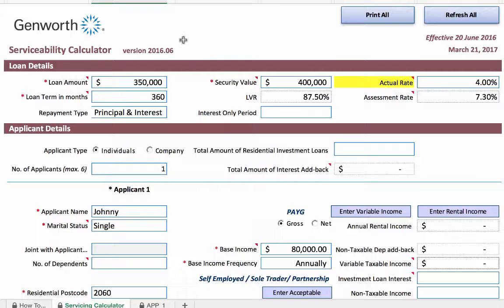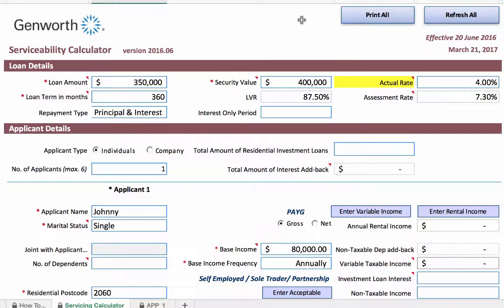In this video we're going to show you how a lender's serviceability calculator works, so how they determine whether or not you can afford to borrow the amount that you're looking for. This one is for Genworth. Genworth's actually a lender's mortgage insurer, so they're not the lender, they're the insurer. However, it's very relevant because there's only two mortgage insurers in Australia pretty much, and they're the biggest.